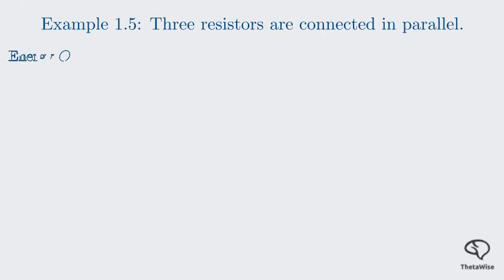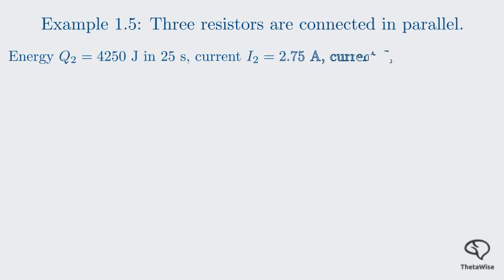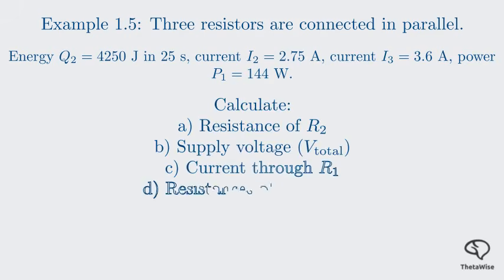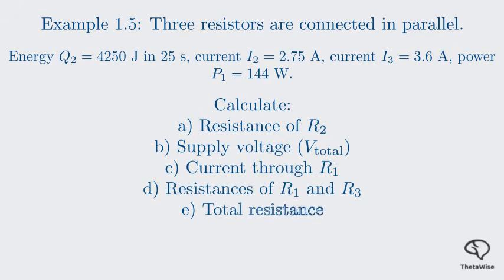Let's work through an example of a parallel circuit. This problem provides a mix of current, energy, and power information. Here's the problem. We have 3 parallel resistors. We know the energy dissipated by R2 is 4250 joules in 25 seconds. We're given the currents for R2 and R3, and we're given the power drawn by R1. We need to find R2, the supply voltage, I1, the resistances of R1 and R3, and the total resistance.